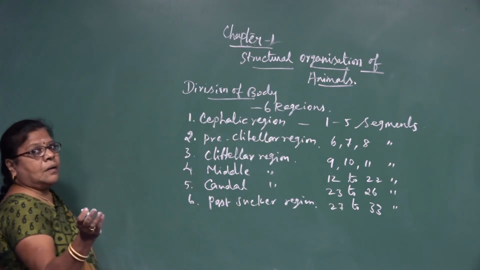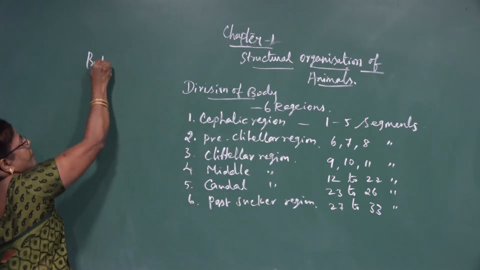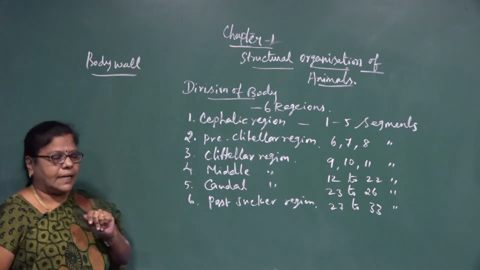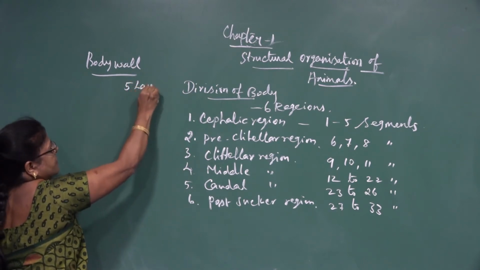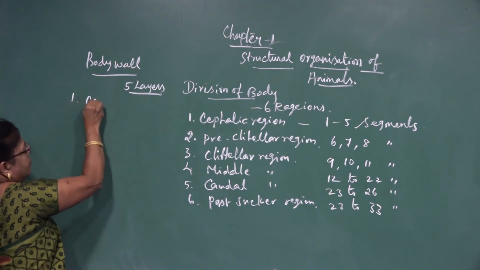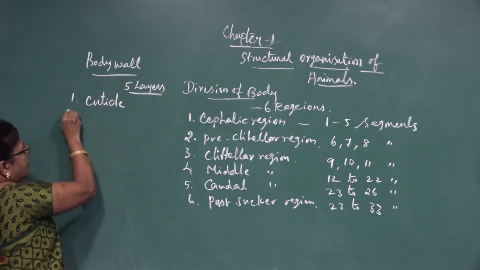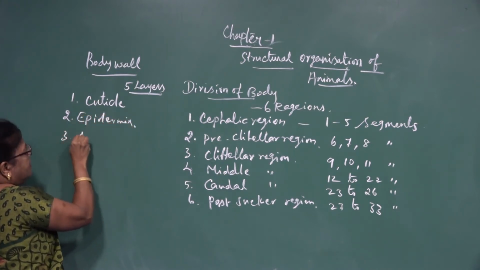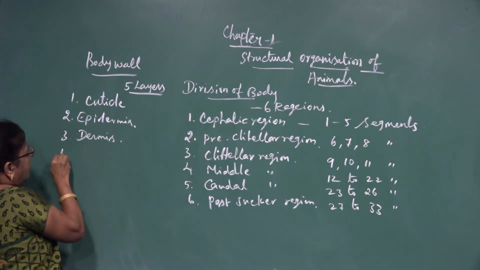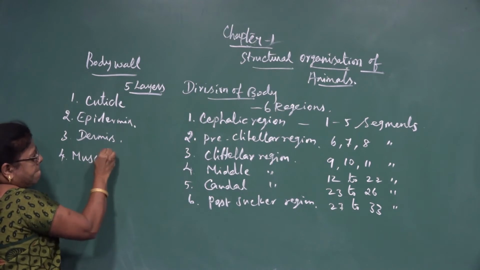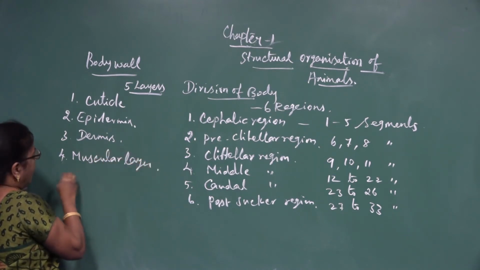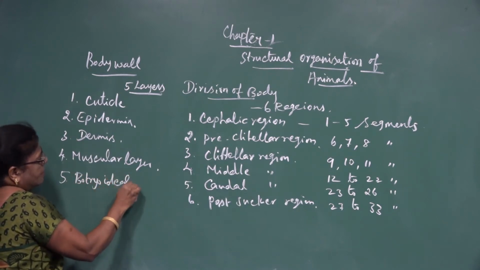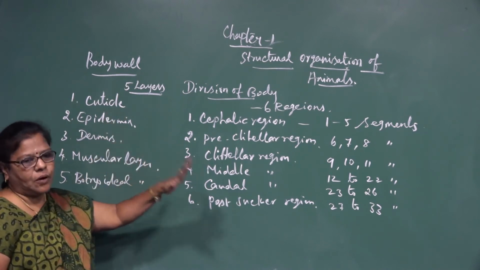Next, body wall. In leech, the body wall consists of 5 layers. So how many layers? 5 layers. The first one, cuticle. Second one, epidermis. Third, dermis. Fourth layer, muscular layer. Fifth, protrioidal layer. So totally 5 layers in the body wall.